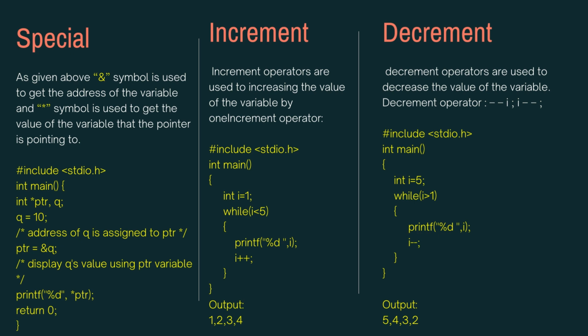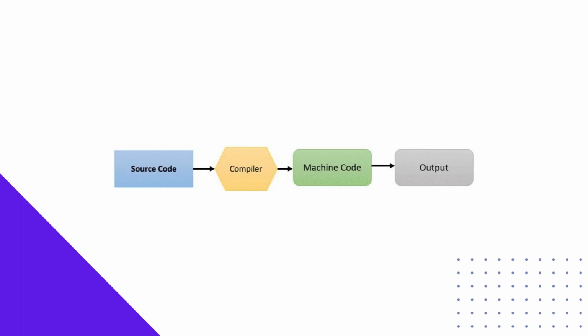Next, decrement operators are used to decrease the value of a variable by 1. It has exactly the opposite meaning of the increment operator, and it does the opposite work as increment operators do. This operator can be written as i--.